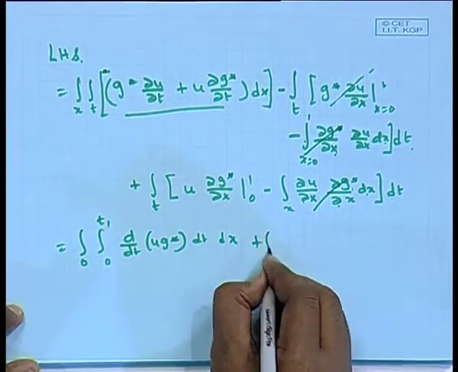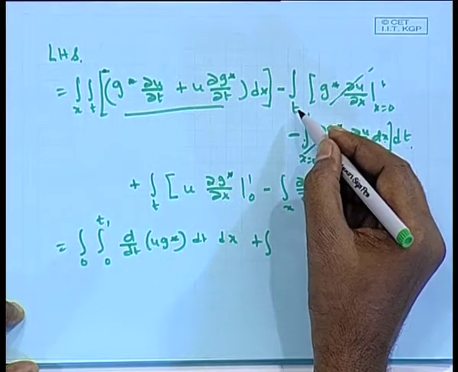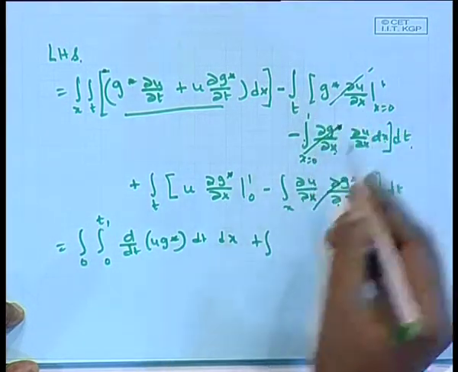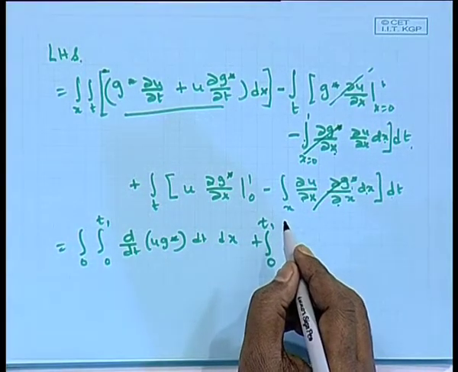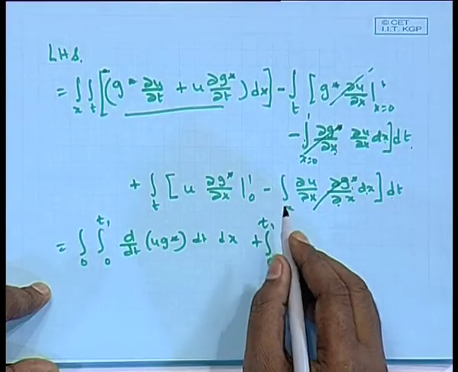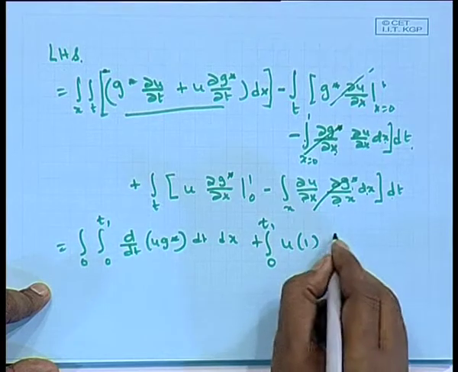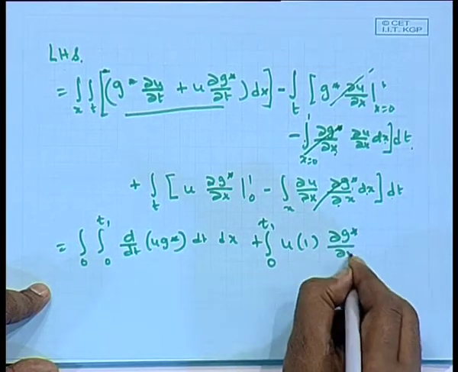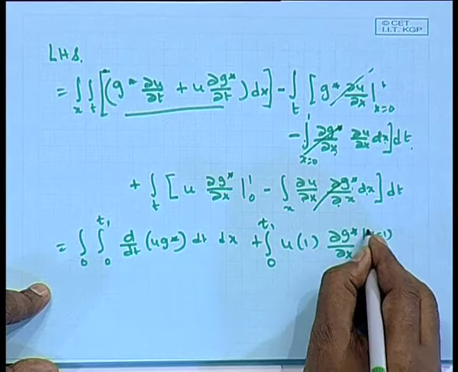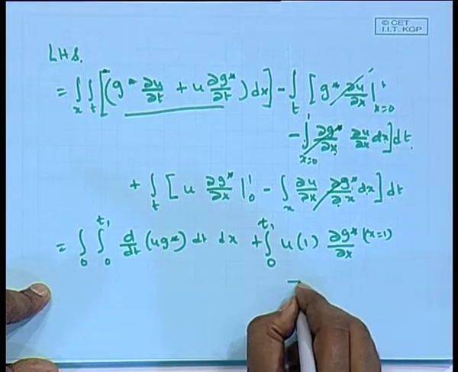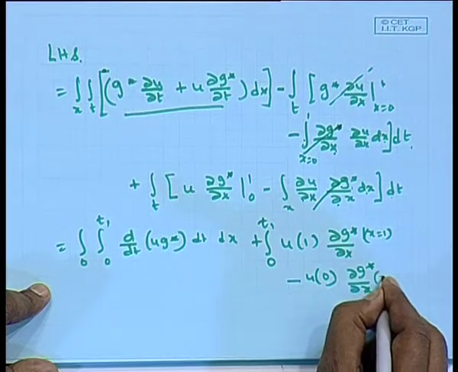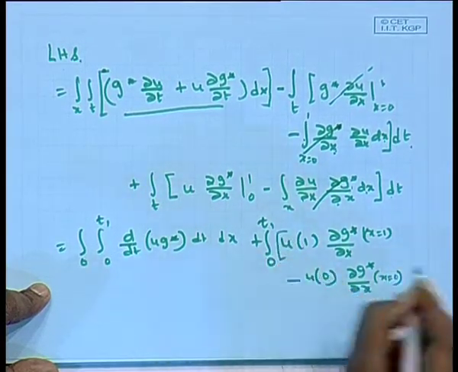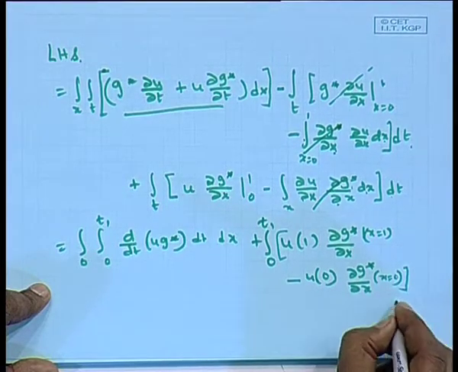So, you will be getting from 0, and what is t? Domain of t from 0 to t1, because above t1 it is all 0. So, it does not matter. So, 0 to t1, it will be u at 1 del G star/del x evaluated at x equal to 1 minus u at 0 del G star/del x evaluated at x equal to 0, bracket close, dt.